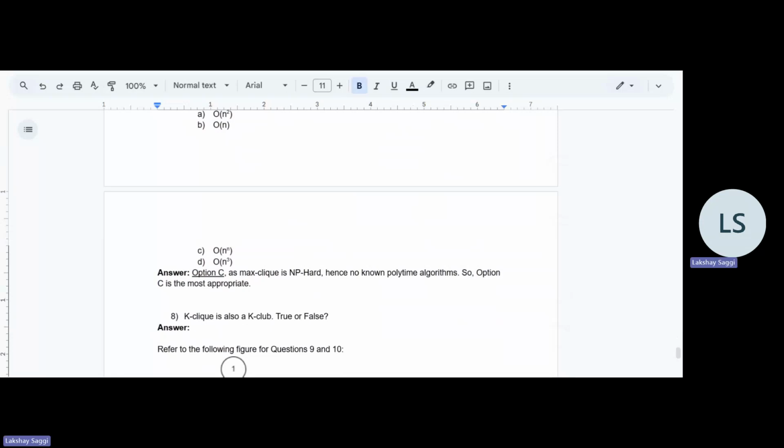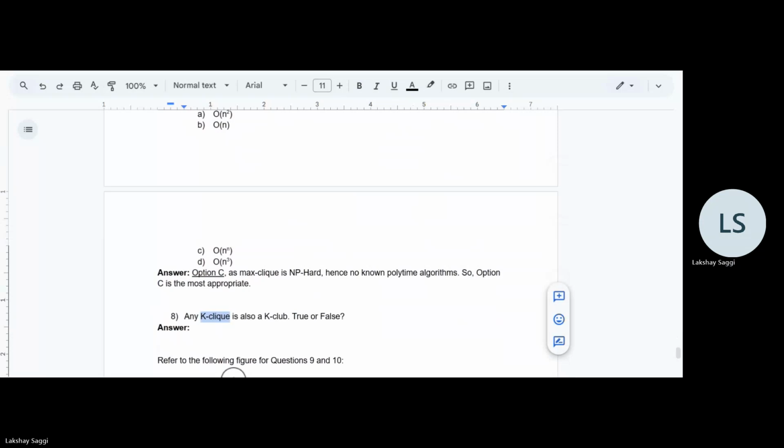Okay, then the eighth question is: any k-clique is also a k-club. Is this statement true or false? Note that in a k-clique, we say that for any pair of vertices, the distance between them is less than or equal to k. But in a k-club, you need the distance to be less than or equal to k, considering the vertices which are present inside the network.